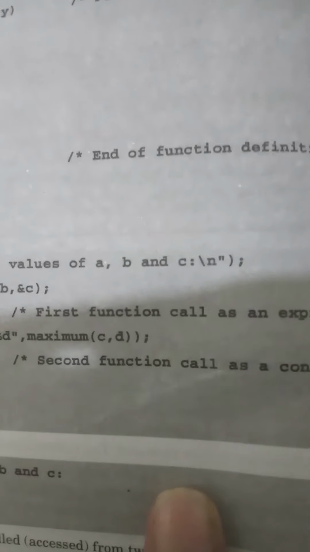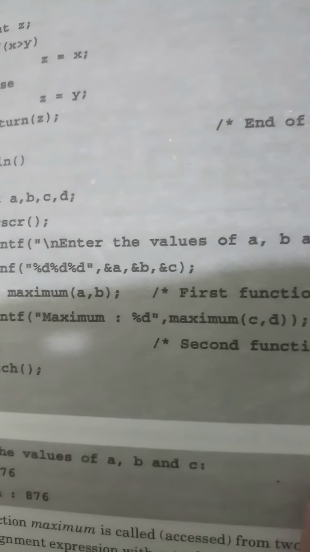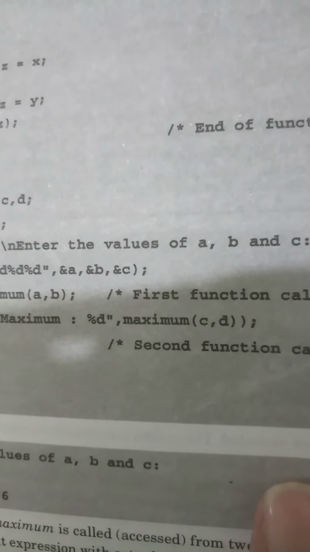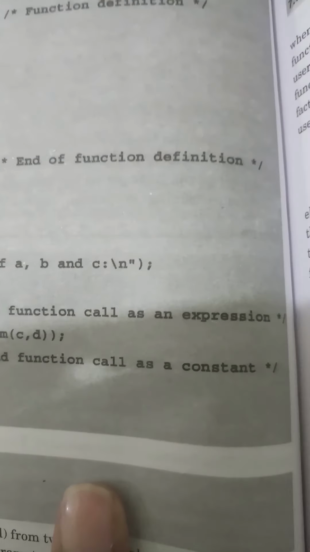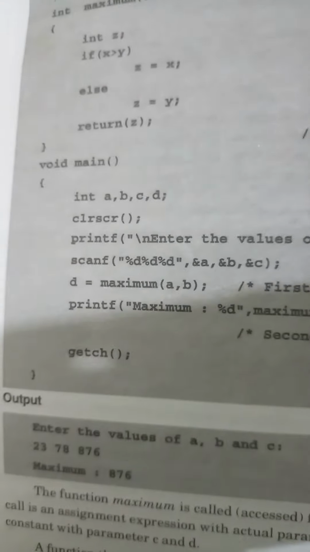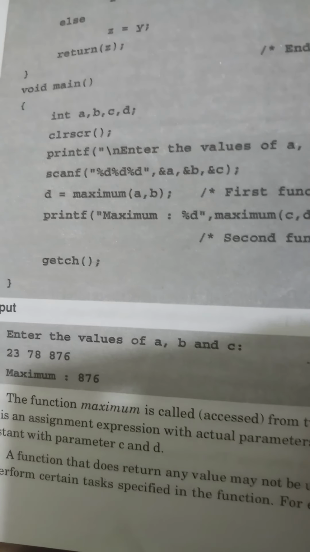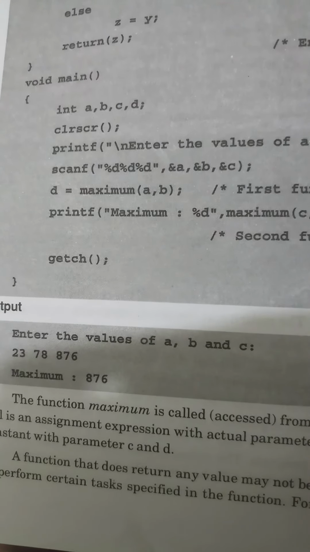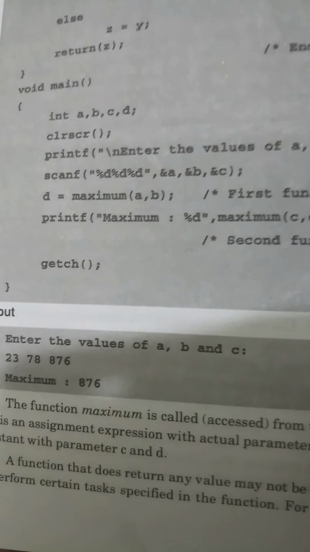First function call as an expression. printf maximum %d, maximum cd. Second function call as a constant. getchar. Output: enter the value of a, b and c. 23, 78, 876. Maximum is 876.